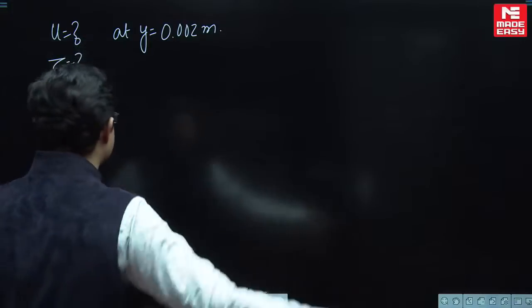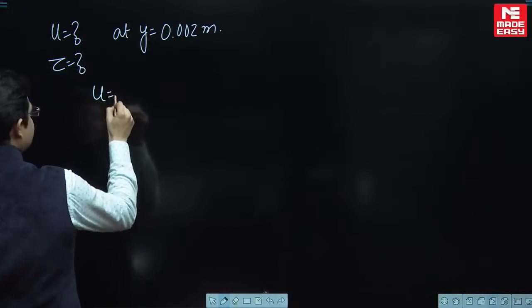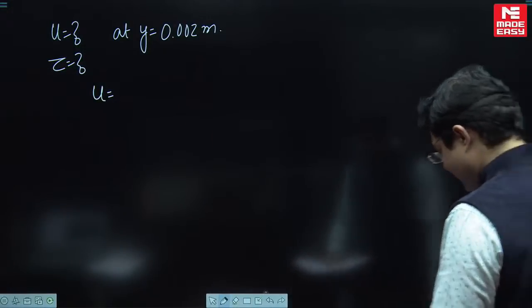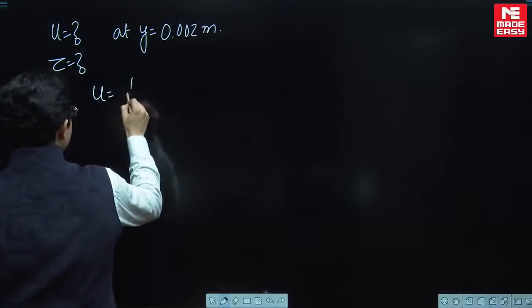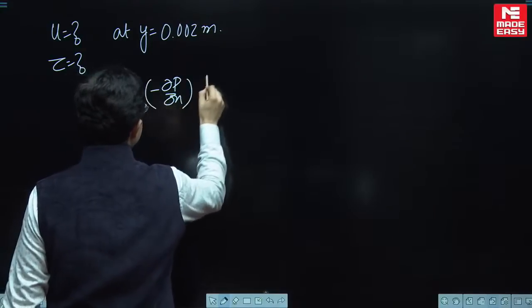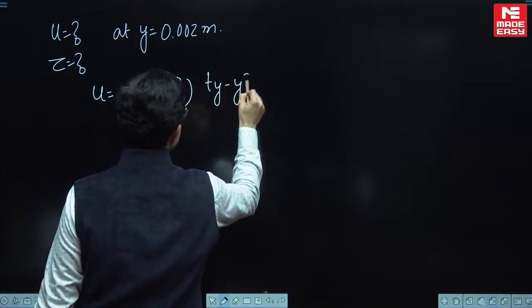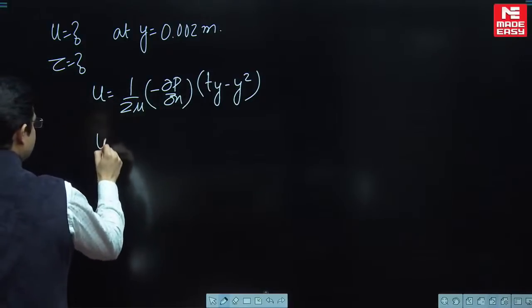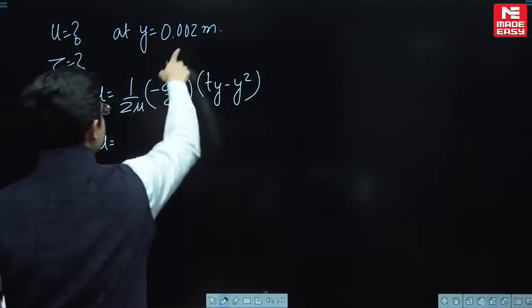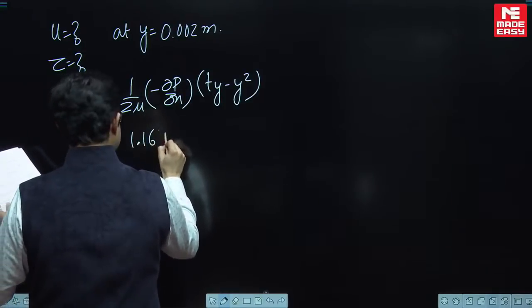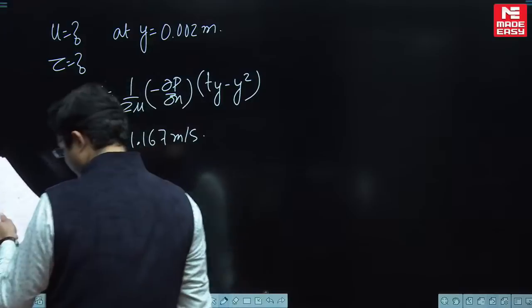Simple. You have to do your calculations. It is your responsibility. Everybody knows the velocity distribution for laminar flow between two fixed parallel plates is given by 1 by 2 mu into minus of del P by del X into (Ty minus y square). Everything is known to you. Just put the values, and get the value of u at this y value. Let me give you the answer. This will be 1.167 meter per second.